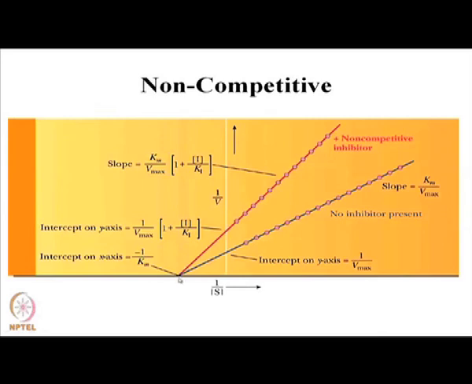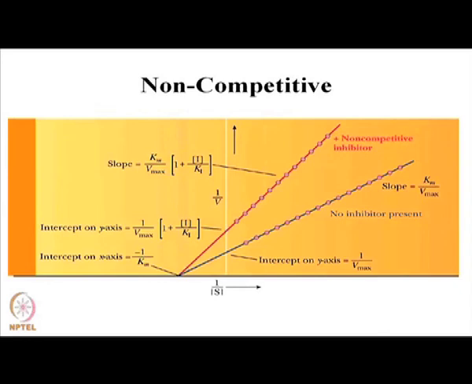Okay. So, if this cutting point is somewhere over here, then Km will be affected, but if this cutting point is here, then Km is not affected. You see only Vmax is affected; 1 by Vmax over here is different from the other 1 by Vmax. So, Vmax is affected. So, that is why it is a non-competitive inhibitor.